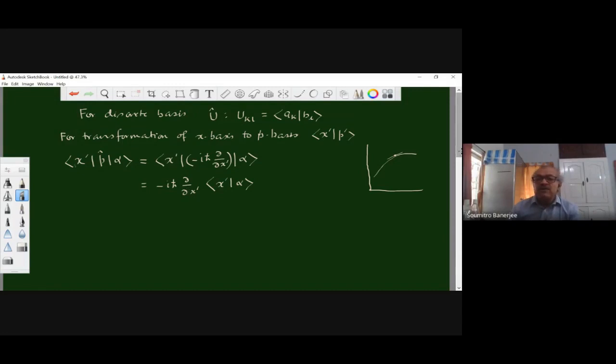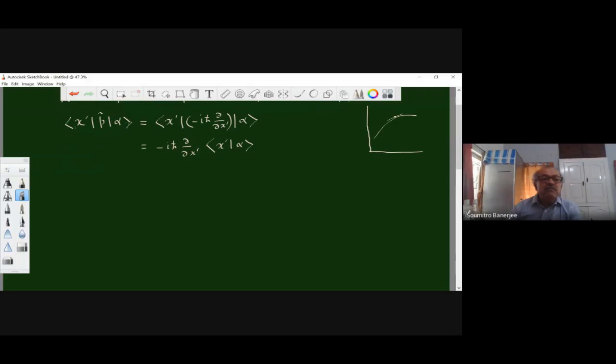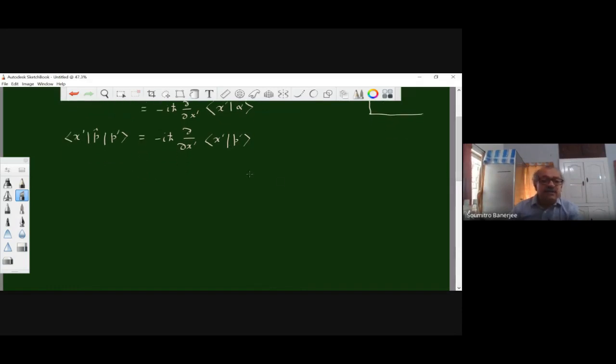So if this is so, then if I now put in place of alpha my momentum eigenvector p', then what do we get? Then ⟨x'|P operator|p'⟩ should give me this. So it is minus i ħ ∂/∂x' and in place of alpha, I'll put ⟨x'|p'⟩. This is what we are trying to find out. We are taking this route.